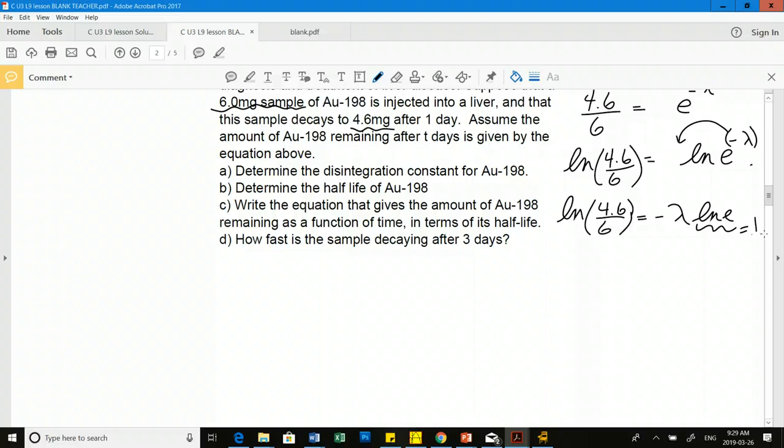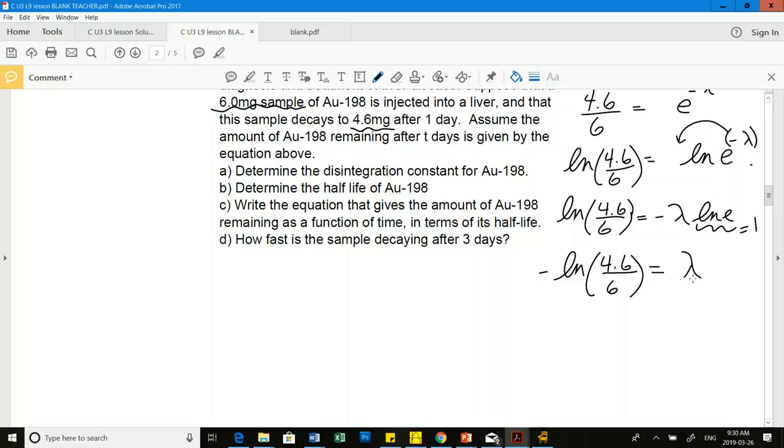Technically we're dividing by -1, but if I were to multiply both sides by -1, that also takes out that negative. So really, if negative lambda is equal to ln of 4.6 over 6, then positive lambda must be equal to the negative ln of 4.6 over 6. So that's our disintegration constant.